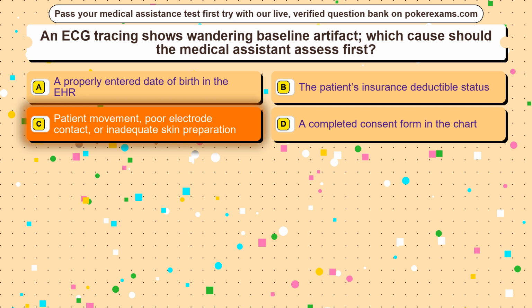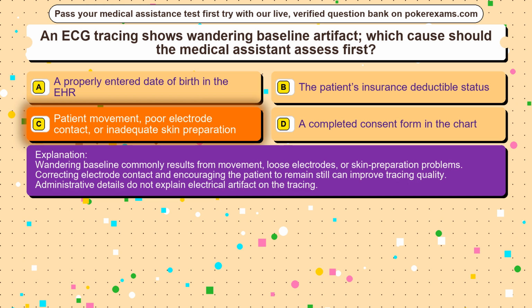The correct answer is option C, patient movement, poor electrode contact, or inadequate skin preparation. Wandering baseline commonly results from movement, loose electrodes, or skin preparation problems. Correcting electrode contact and encouraging the patient to remain still can improve tracing quality. Administrative details do not explain electrical artifact on the tracing.